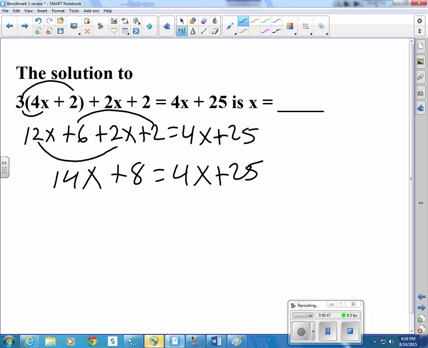Well, I have x terms on both sides of the equation. I need to have all of them on one side or the other. Let's leave the one that has the most. Let's leave those there. So let's subtract the 4x from each side. 14x minus 4x is 10x.